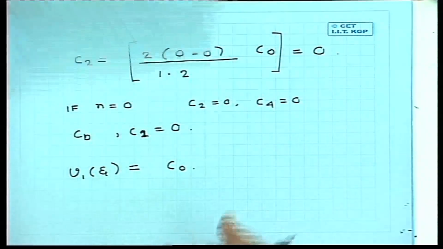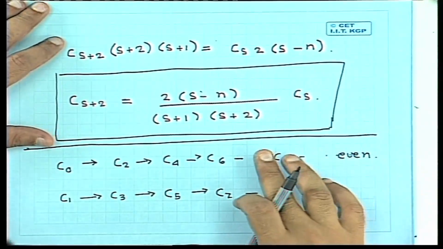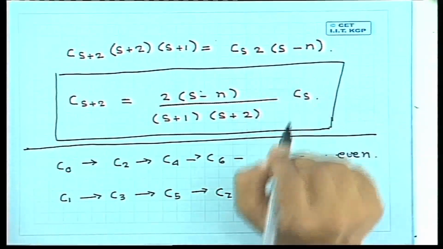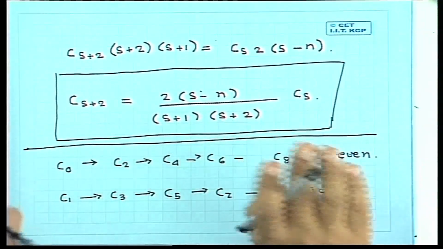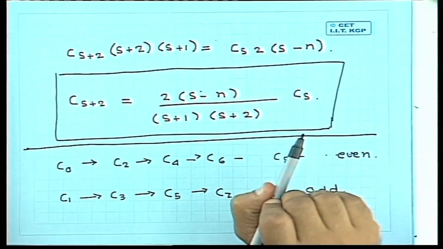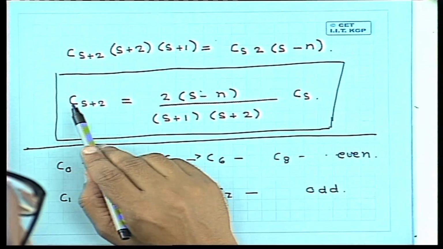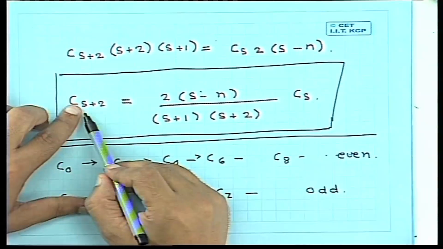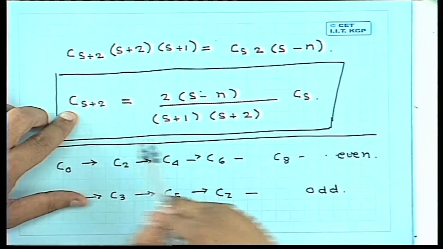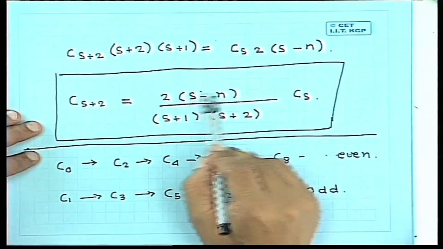Similarly, if we choose n equal to, let us say, 1, suppose we have n equal to 1, and we want to relate C3 to C1. So we are starting with a C1 and we want to calculate C3. To get 3 over here, s plus 2 should be equal to 3, so s should be equal to 1. If s is equal to 1 and n is also equal to 1, then 1 minus 1 is 0.